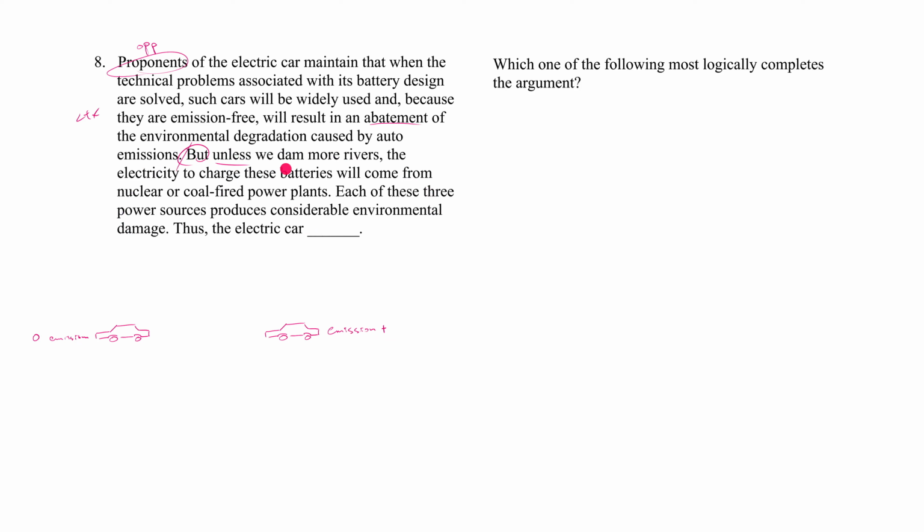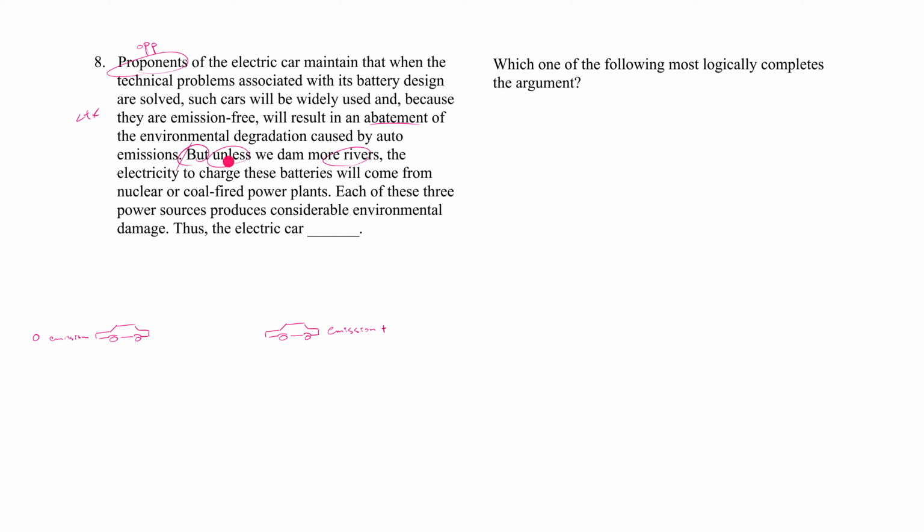She says, but unless we dam more rivers, electricity to charge these batteries will come from nuclear or coal-fired power plants. So the first point she makes is that, look, I think you're forgetting that these cars don't power themselves, right? Sure, these are electric cars. They run on electricity, but where does electricity come from? Where does the electricity that these cars run on come from? Well, it comes from power plants, right? Power plants, like either coal-fired power plants or nuclear power plants or hydropower plants, okay? And each of these three power sources produces considerable environmental damage. So the author is saying that you really don't have a choice to avoid all three of these types of power generation. Right?